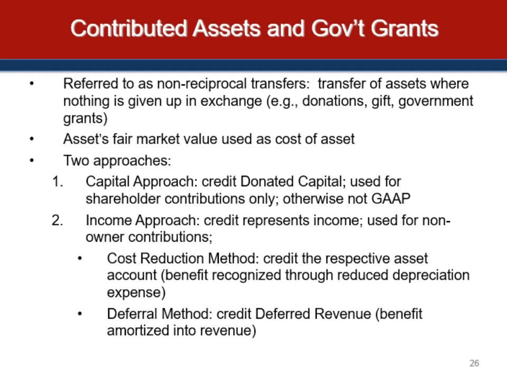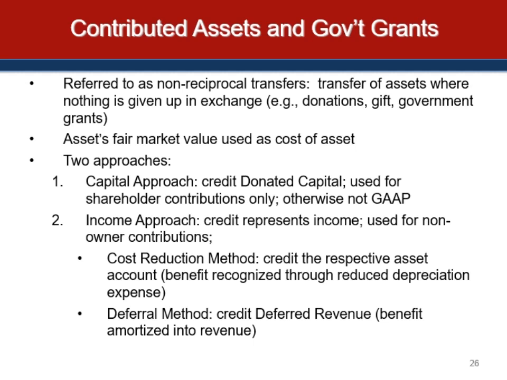We could defer the amount, so the deferral method, deferral of the amount of the grant in a separate account and amortize it into revenue over the life of the related asset. The weakness of this method is that the deferred revenue account doesn't really meet the definition of a liability because we don't have anything to pay back.